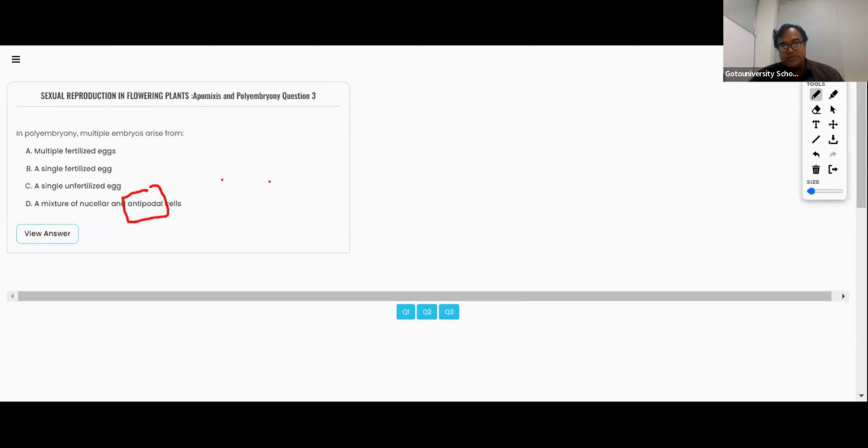Okay, this antipodal is a haploid cell, which is present in the chalaza point of the ovary. This antipodal is a haploid cell, right? This nucellar cell is a diploid cell, which is a part of the ovule, which is going to become an embryo if it is an apomictic embryo, right?